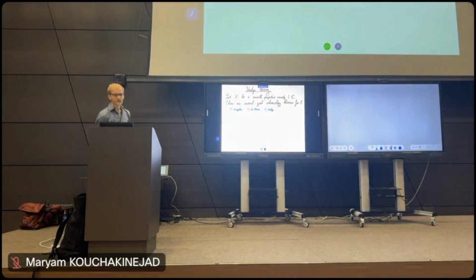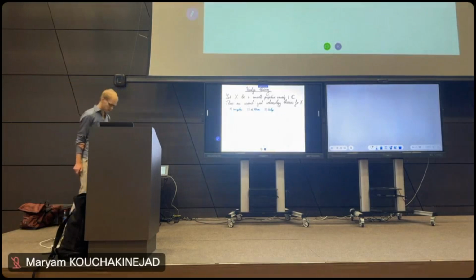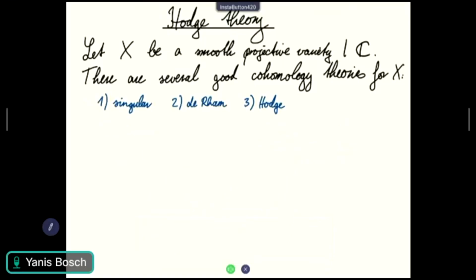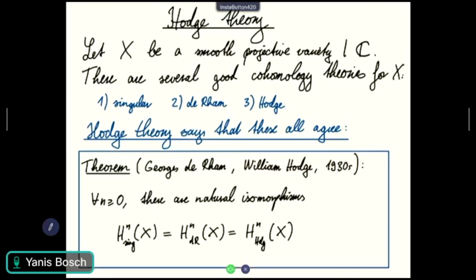So we had these three different kinds of cohomology theories: singular about the topology of the space, de Rham about the differential structure, and Hodge, which just used algebra and coherent sheaves. And what Hodge theory is essentially about is that it tells you that these are all the same, yeah? Okay, let's write this down slightly more precisely as a mathematical theorem.